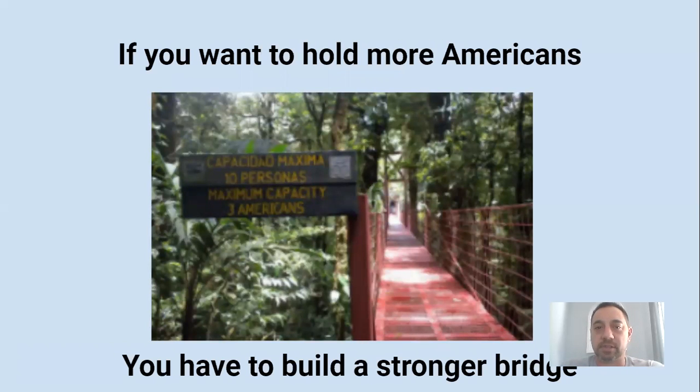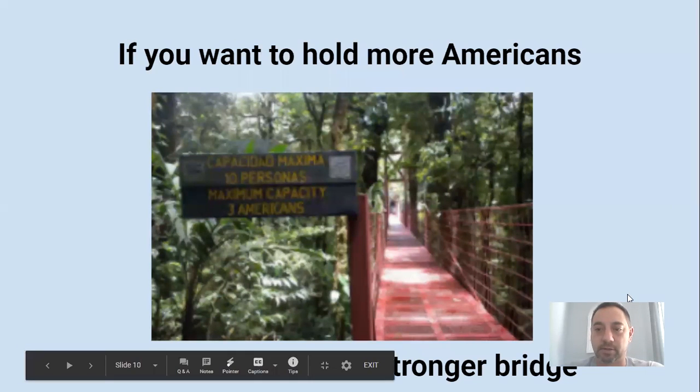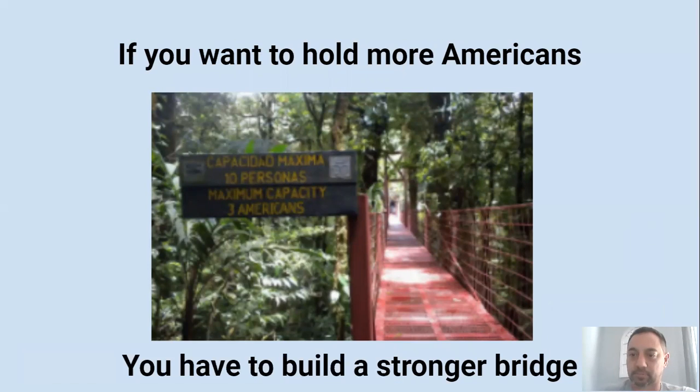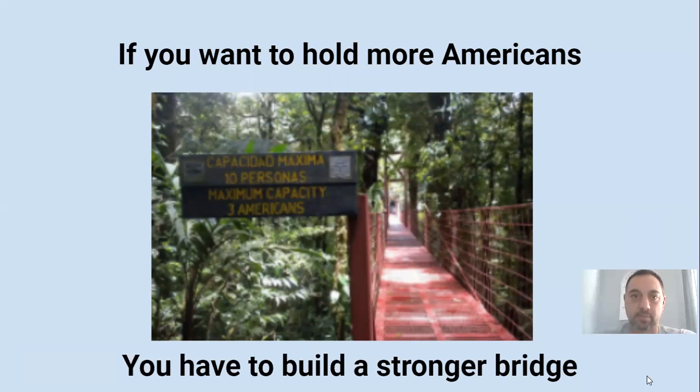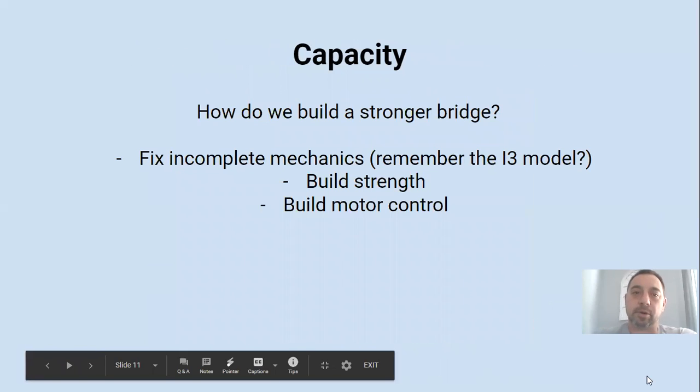Okay, I love this slide. It's kind of hard to see. It's a bridge, and in Spanish it says 10-person limit, and in English it says maximum capacity 3 Americans, right? So if you want to hold more Americans, you have to build a stronger bridge. So how do we build a stronger bridge?